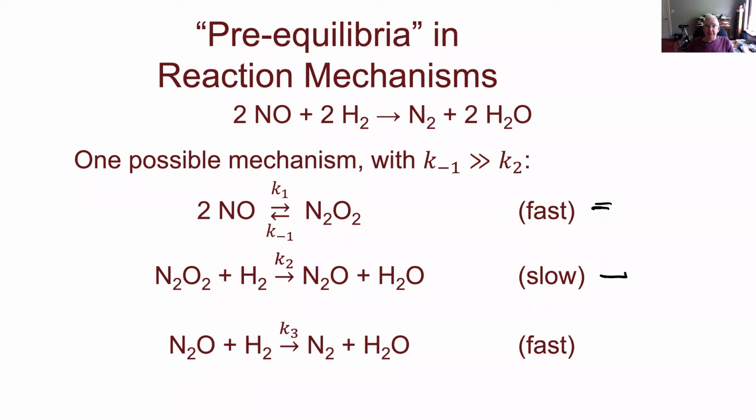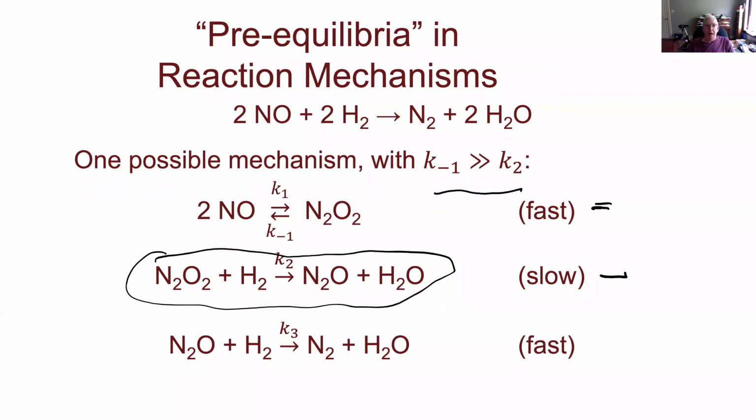So this is the case that should happen if k minus 1 is a lot bigger than k2, right? That's what makes the first step be fast compared to the second. Saying the second step is slow or rate determining says that k2 is small, because that's what leads to a slow reaction number 2, right? So if I asked my freshman class to write a rate law for this thing, after teaching them about the rate determining step, they would go to this step here, and they would say the rate of the reaction should come from that step.